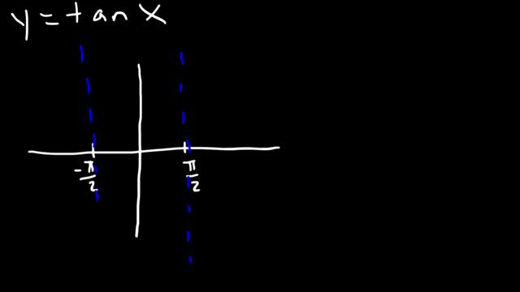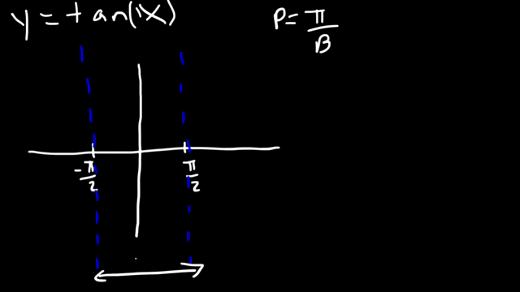Now tangent and cotangent differ from sine and cosine in the period equation. For sine and cosine, the period is 2 pi over b. But for tangent and cotangent, the period is pi over b. B is still the number in front of x, so b is 1. The period for tangent is equal to the distance between the 2 vertical asymptotes. Notice that the period is pi over 1, so it's pi. If you subtract pi over 2 minus negative pi over 2, you're going to get pi.